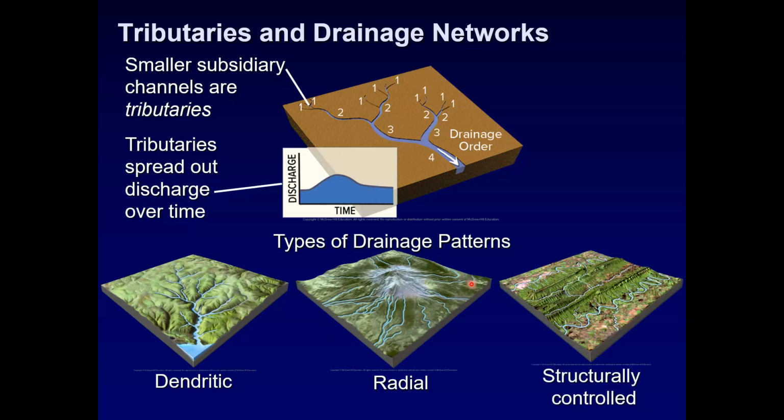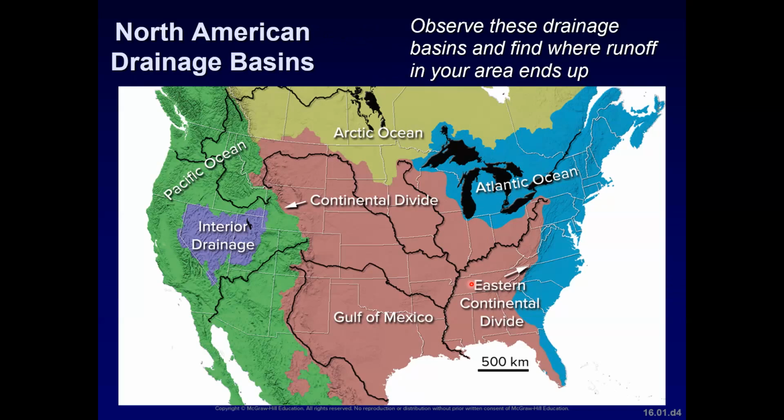Or you can have structurally controlled drainages that follow tilted or folded layers, faults, joints, or other patterns. And of course, streams can cut across layers or ridges, like in the Appalachian Mountains or something similar to that. These are our North American drainage basins, the major ones. The question is, where would runoff in our area end up? Well, believe it or not, the Great Lakes region goes to the Atlantic Ocean ultimately.